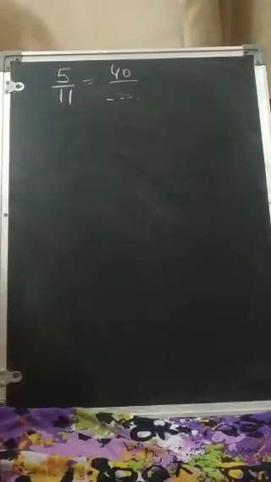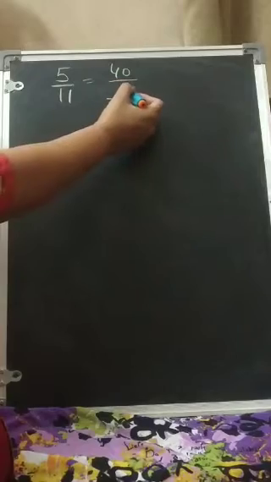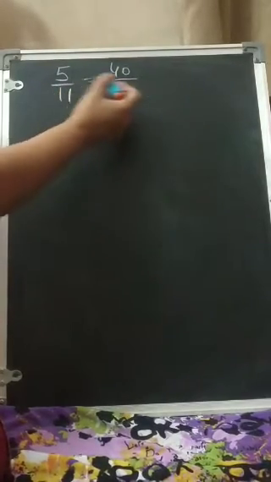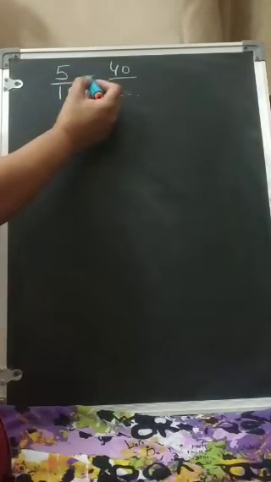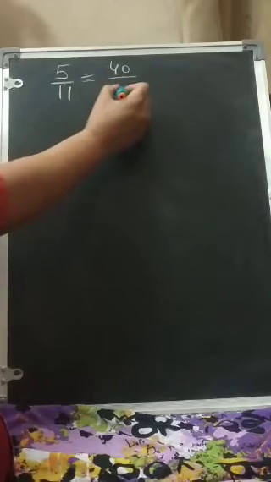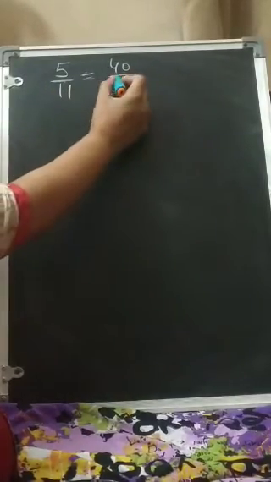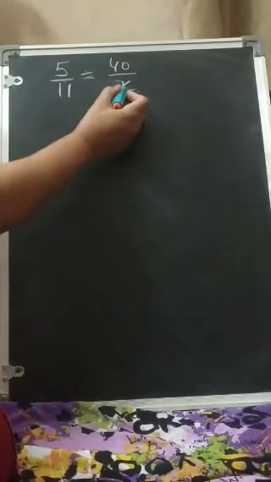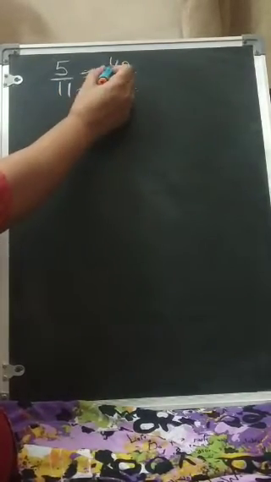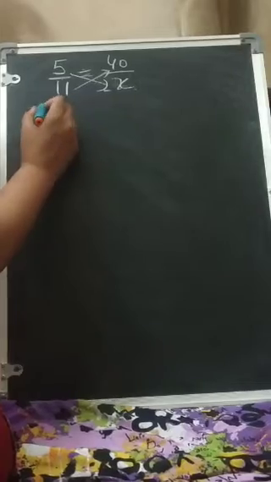Let us take an example to find the missing number. Here, both fractions are equal. This sign means these both are equal and this number is missing. So how will we find out? Suppose here we will take x. X we have to find out. So what is the method? You will do cross multiply.